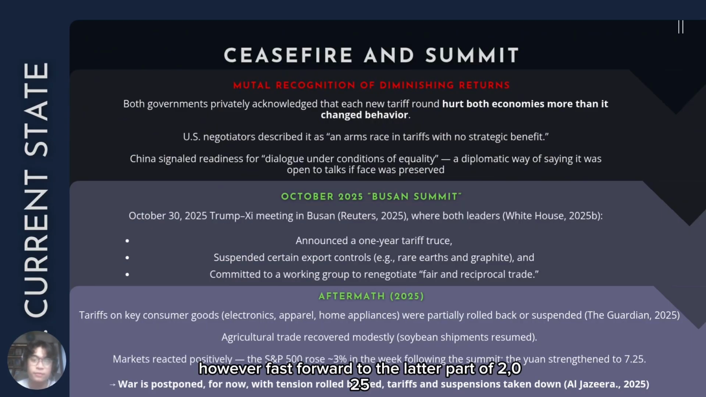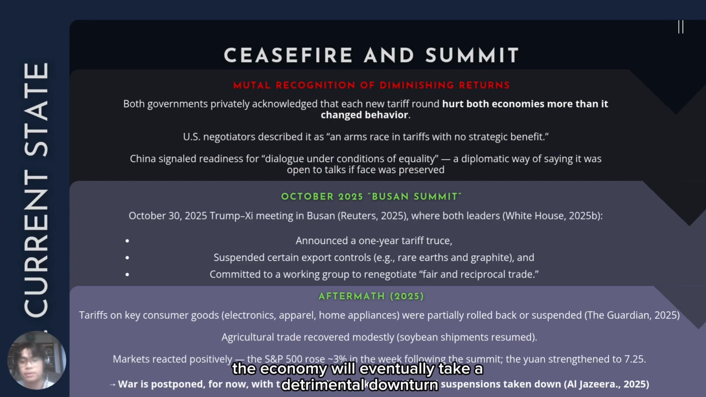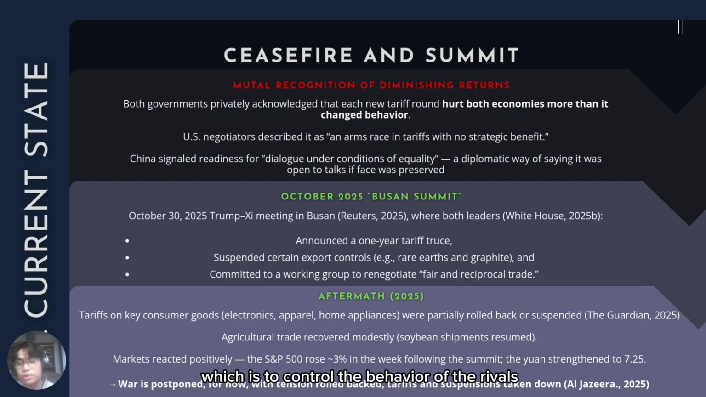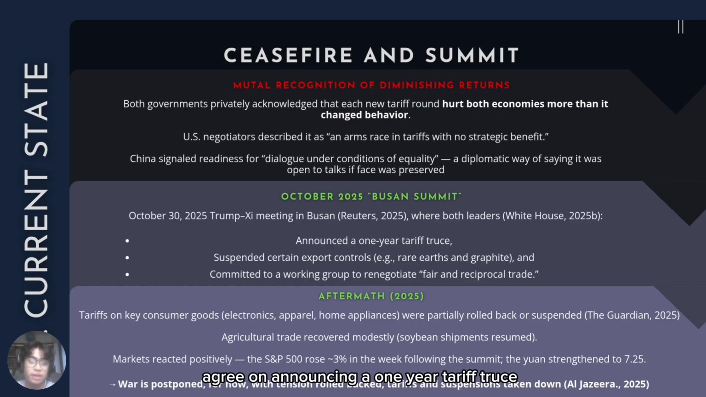However, fast forward to the latter part of 2025. With no surprises, having so many restrictions and tariffs, the economy will eventually take a detrimental downturn. Both sides considered the pros and cons, and decided it was causing more harm than it achieved its initial goal, which is to control the behavior of the rivals. So that leads us to October 2025 with the Busan Summit, where both leaders agreed on announcing a one-year tariff truce, suspending certain export controls, and committing to a working group to renegotiate fair and reciprocal trade.